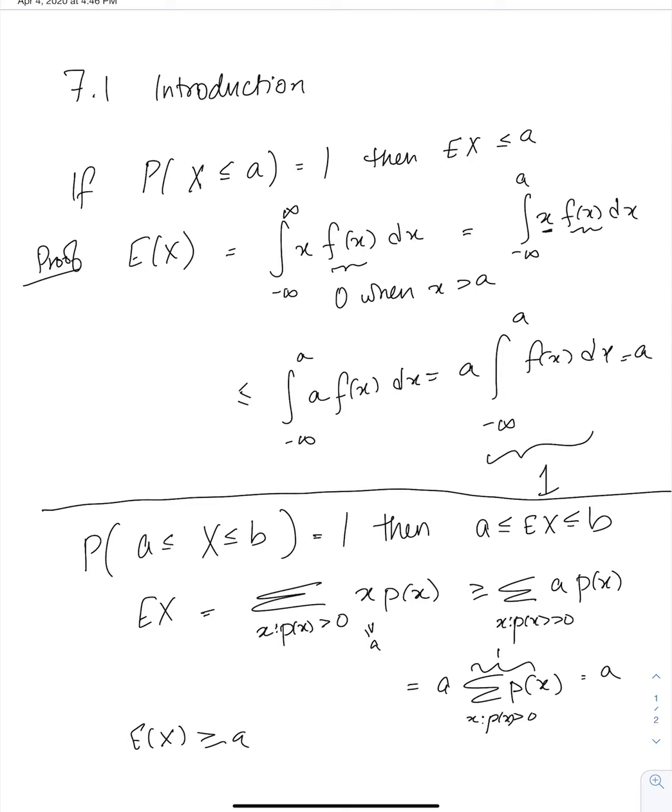So you have that the expected value of x is bigger than or equal to a, and similarly you can show that the expected value of x is less than or equal to b. And you can also write down a proof just like we had above in the situation of x being a continuous random variable. Okay, so it's just something you know: when you have a random variable x and you have bounds on it, then its expectation will also obey those bounds.